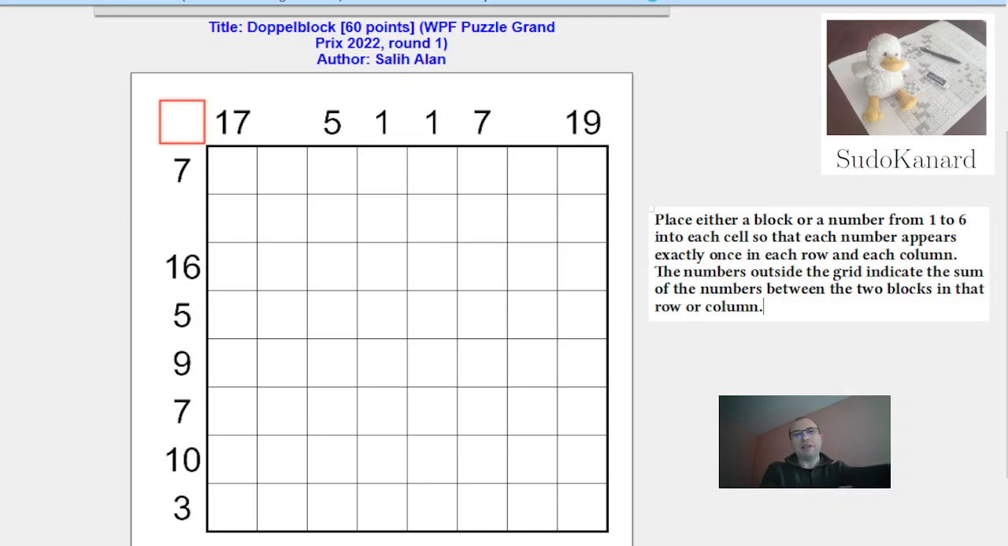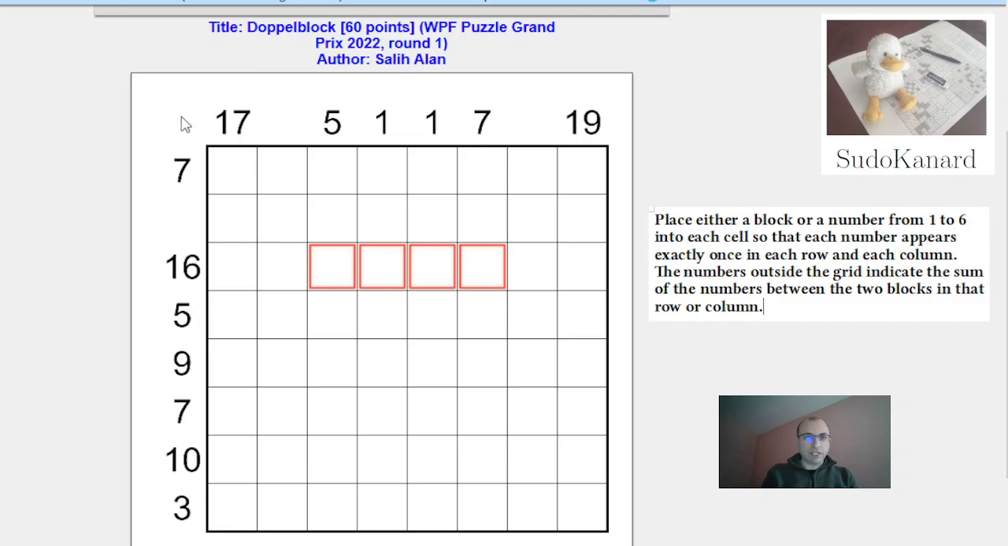This puzzle, Doppelblock, by Turkish author Salih Alan, was featured on round 1 of WPF Puzzle Grand Prix of 2022. And the rule is that you have to place in every row and column all digits from 1 to 6 and 2 blocks. And every time the number here is the sum of all digits between the blocks. If you have a block here and a block here, then you put a 1 here. And if you put a block here and a block here, then the sum of all digits sandwiched between the blocks must be 16.